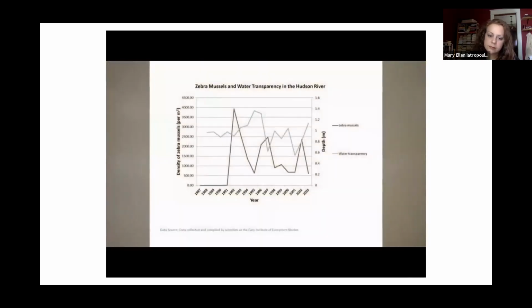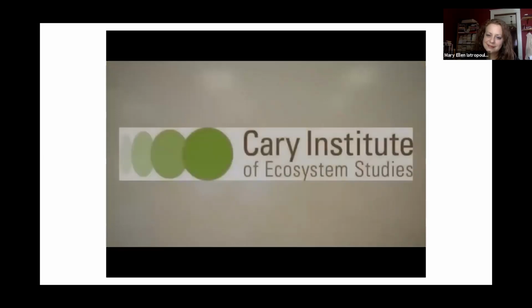Some data do not show significant change, like this water transparency data. This data was provided by the Cary Institute of Ecosystem Studies.